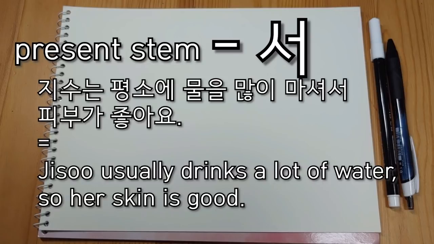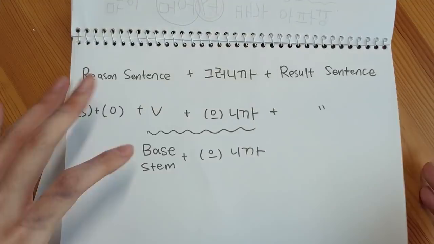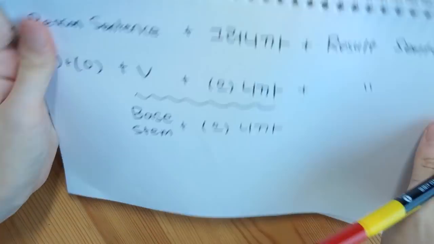지수는 평소에 물을 많이 마셔서 피부가 좋아요. Here, the sentence is in present tense, right? She usually drinks a lot of water, so it's in present tense. And 서 is followed with the present stem. So whether you mean past tense or present tense, when using 서 conjunction, the preceding verb should always be in the present stem form. Then how about 그러니까?